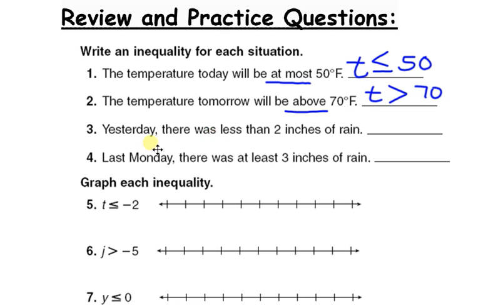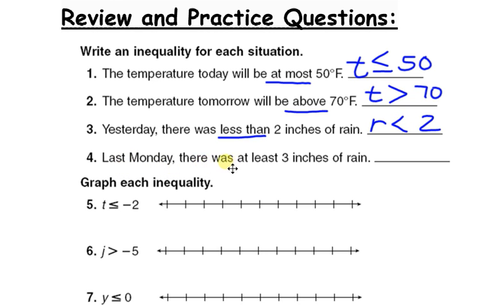Okay? Yesterday, there was less than 2 inches of rain. So I'm going to use R as my variable and 2 is my number. And my key word is less than, which tells me what my sign is right there. Less than.